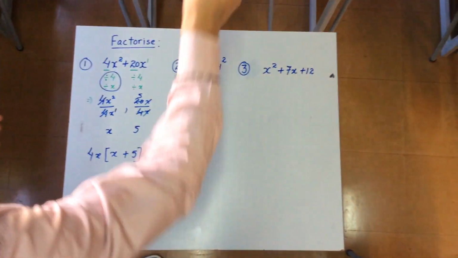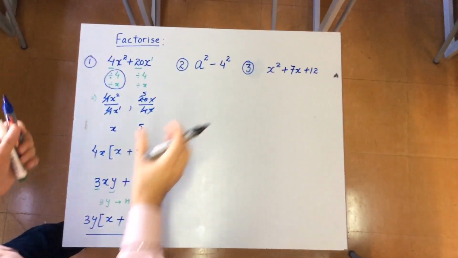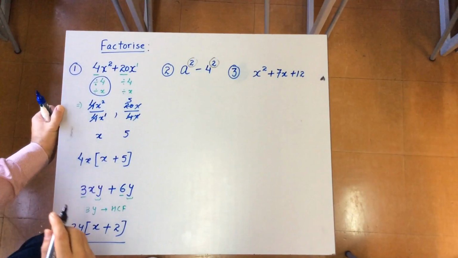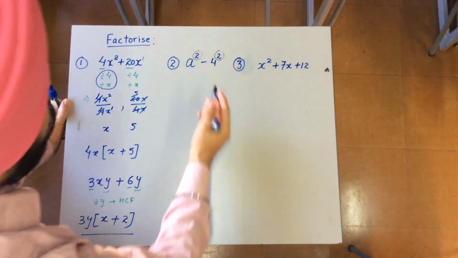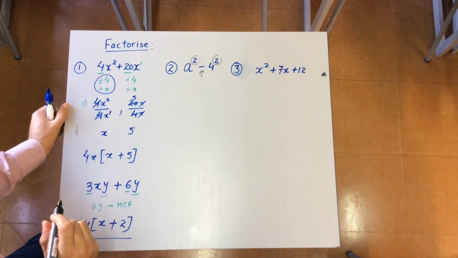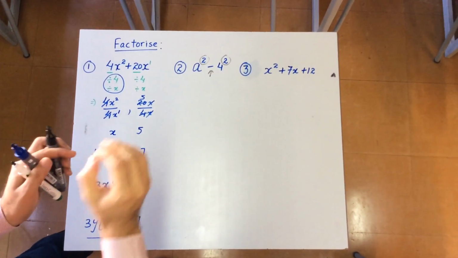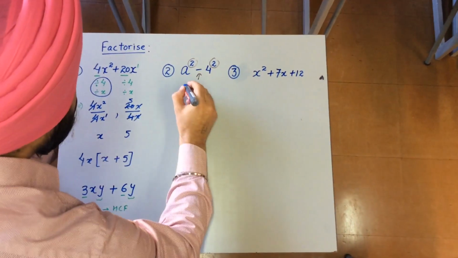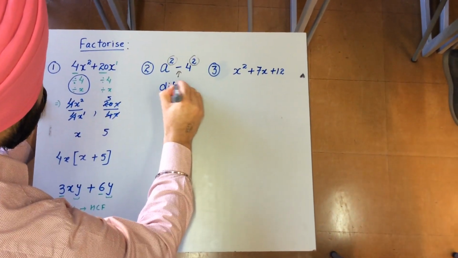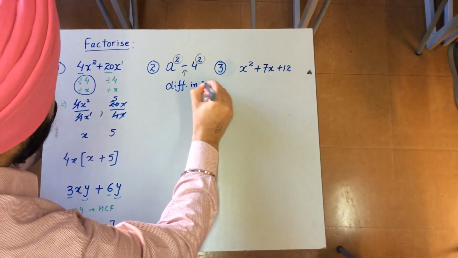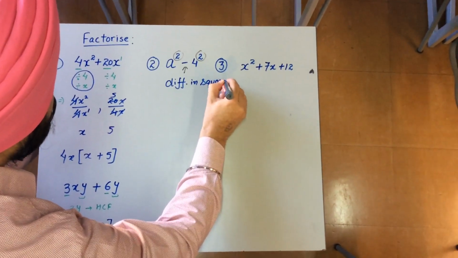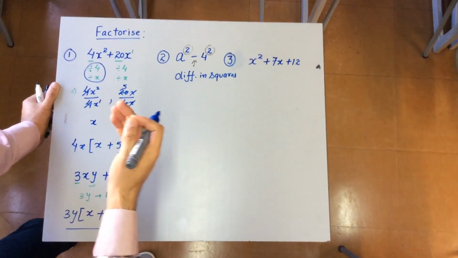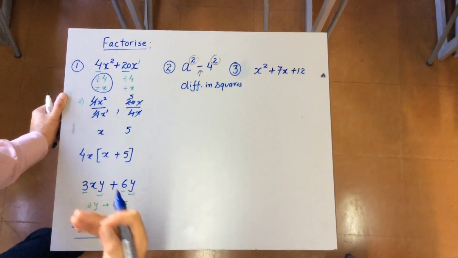The second category has something special. What is special in this? Look at this: power 2. We call it square. And look at the minus in the middle. So normally we say this is a difference of squares. What do you say? Difference of squares. So I will write in short, difference in squares. Whenever you have a difference in squares, we will apply a special strategy to factorize.